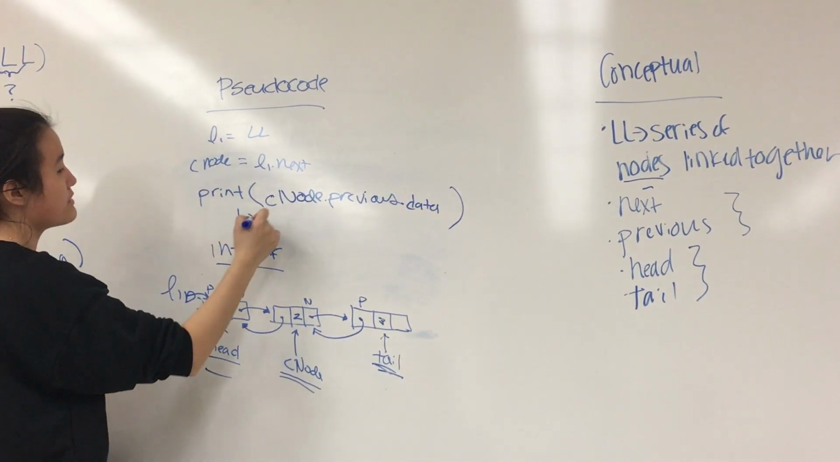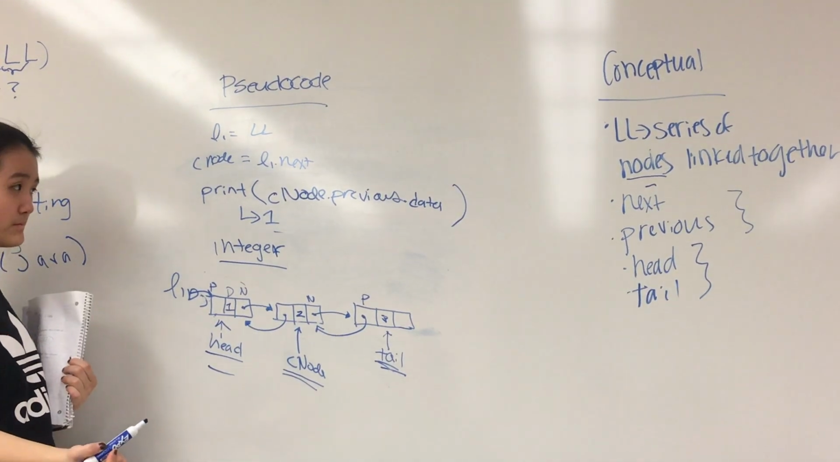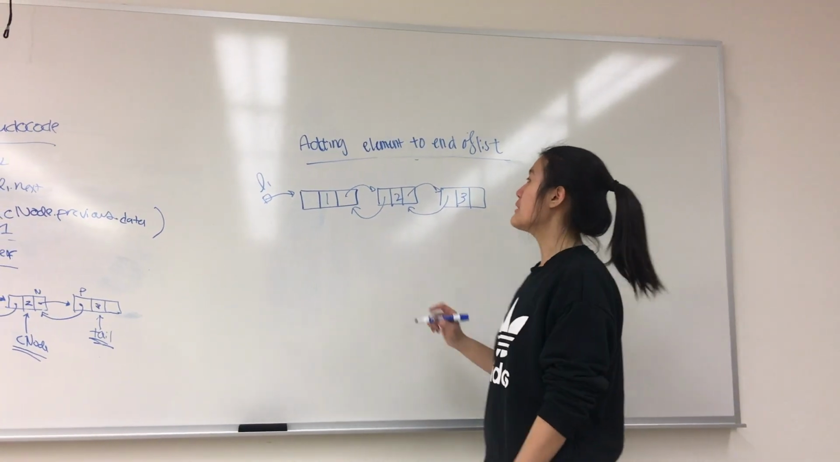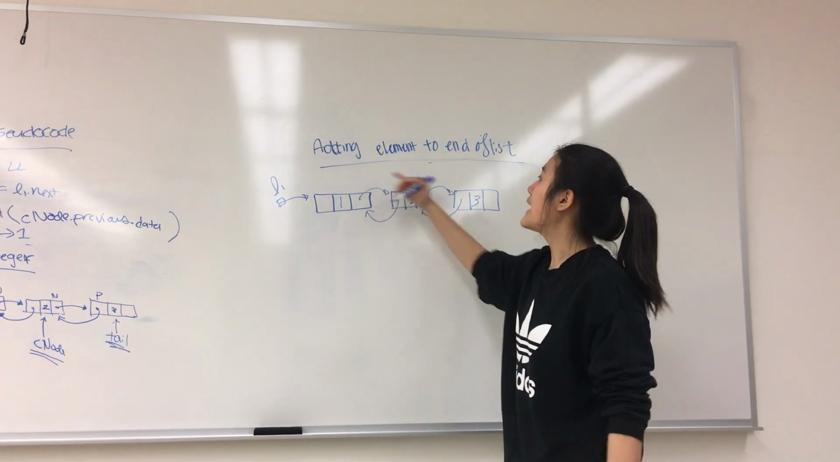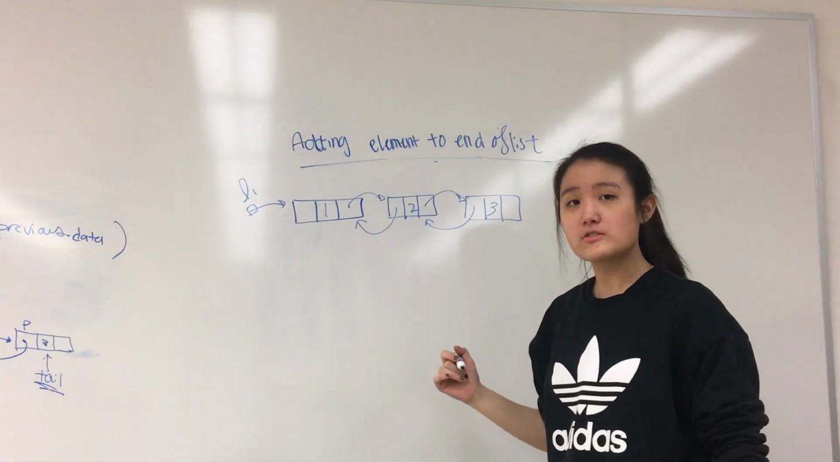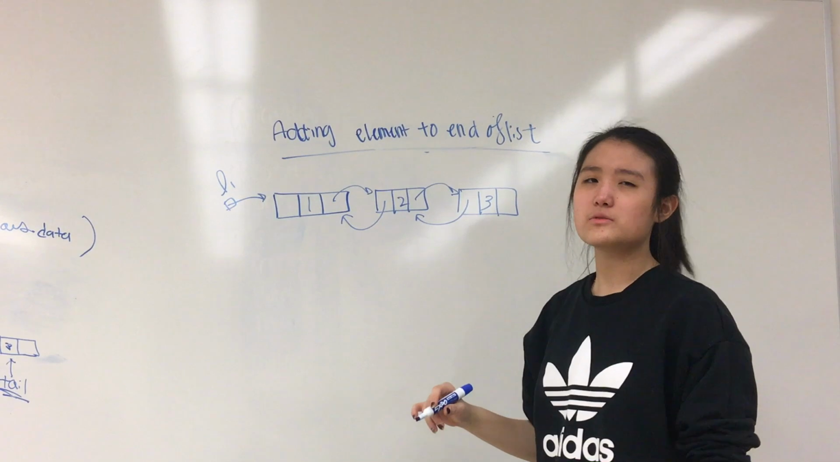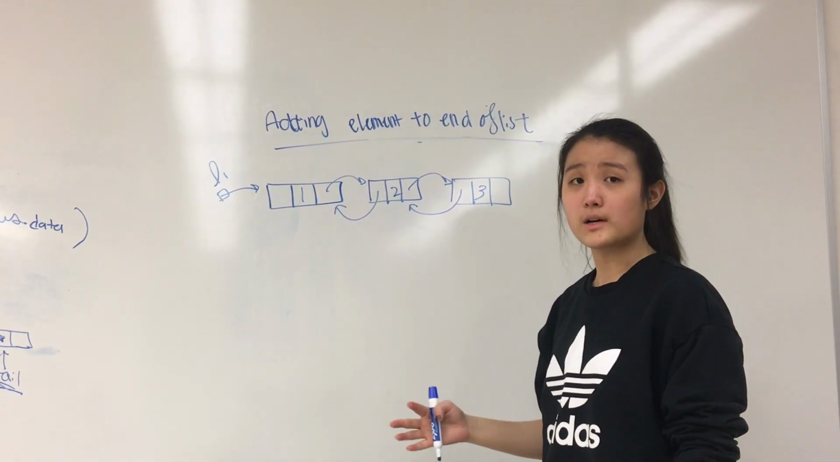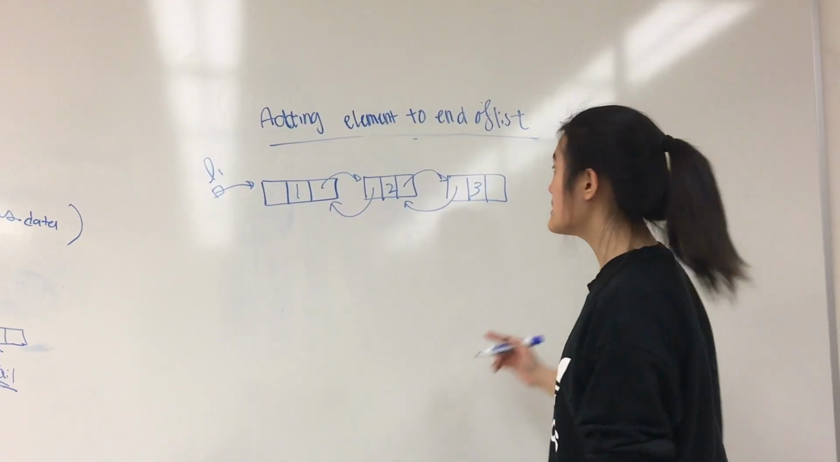And this would print 1. Awesome. So now we're going to be talking about how to add elements to the end of the list. And I'm going to do this pseudocode / drawing wise to show you what's happening behind the scenes.